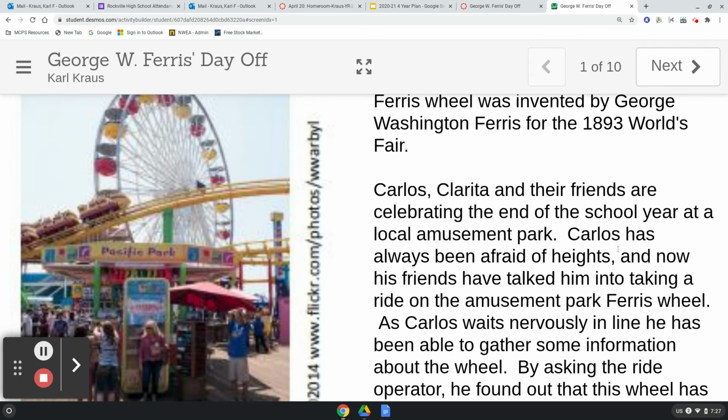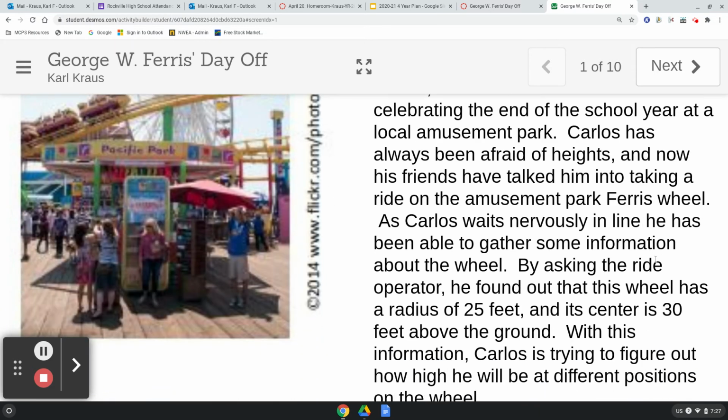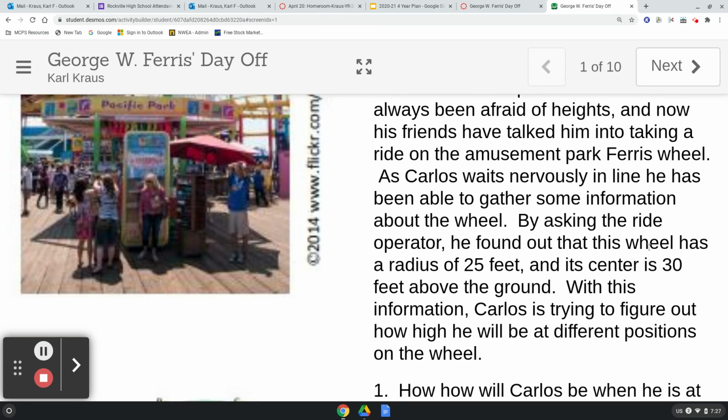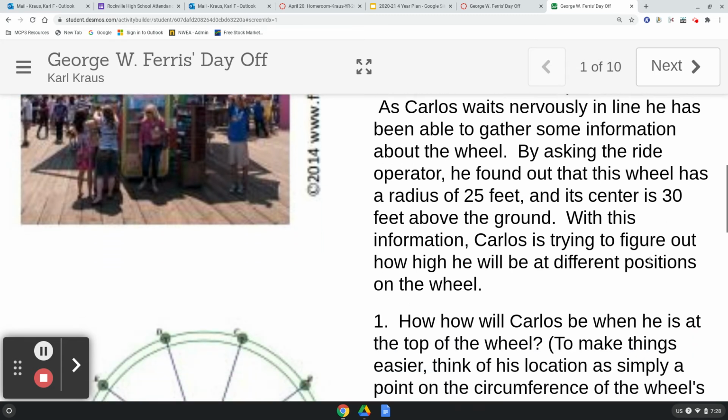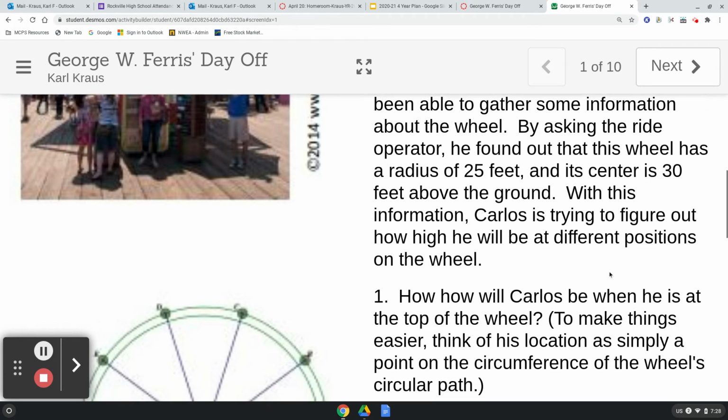Carlos, Clarita, and their friends are celebrating the end of the school year at a local amusement park. Carlos has always been afraid of heights, and now his friends have talked him into taking a ride on the amusement park Ferris wheel. As Carlos waits nervously in line, he has been able to gather some information about the wheel. By asking the ride operator, he found out that this wheel has a radius of 25 feet, and its center is 30 feet above the ground. With this information, Carlos is trying to figure out how high he will be at different positions on the wheel.